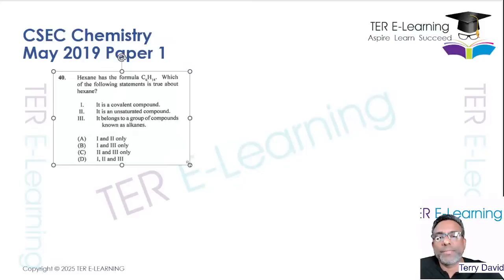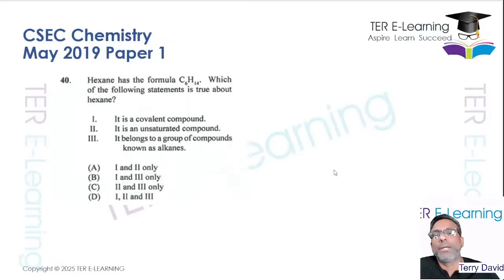Question 40. Hexane has a formula C6H14. Which of the following statements is true about hexane?